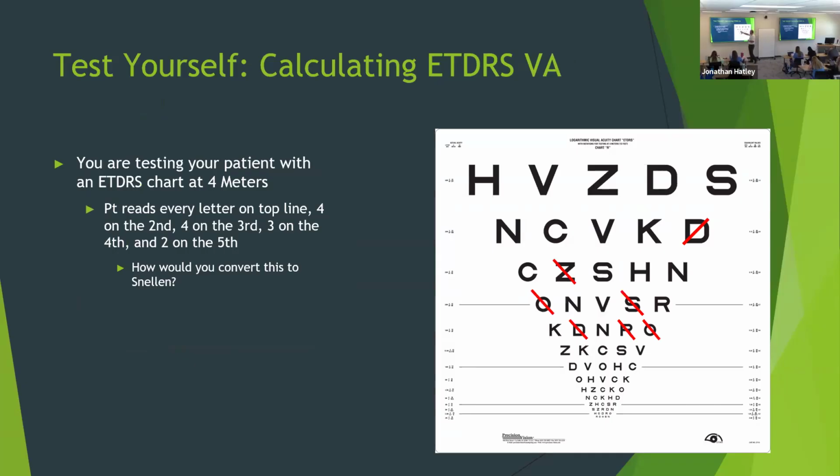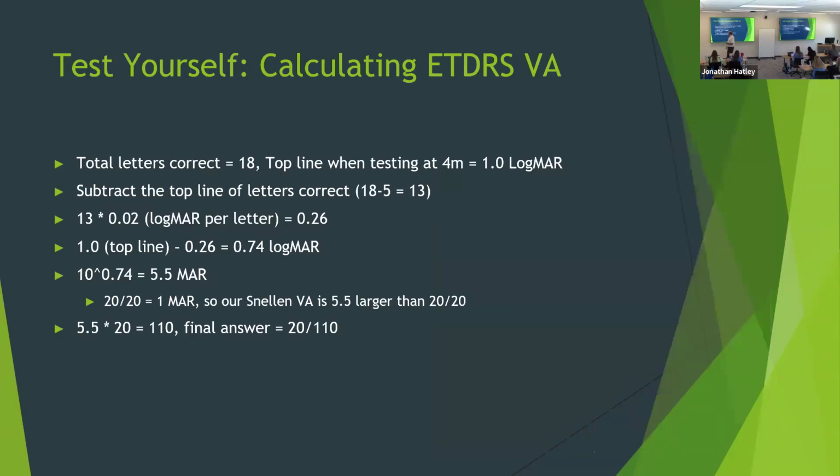One thing I didn't put here, but as I was reviewing it this morning, is that no other letters were read. So once they get to this line and they only get 2, that's where the test stops. So the patient read 18 letters correct. And you can see all my math as we went through there.